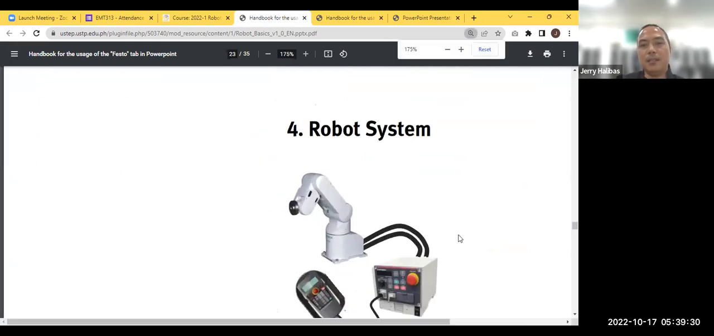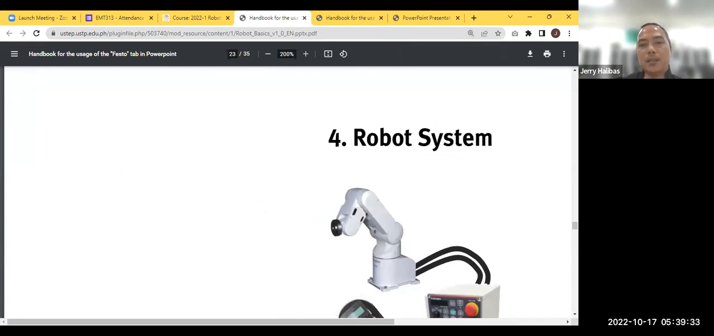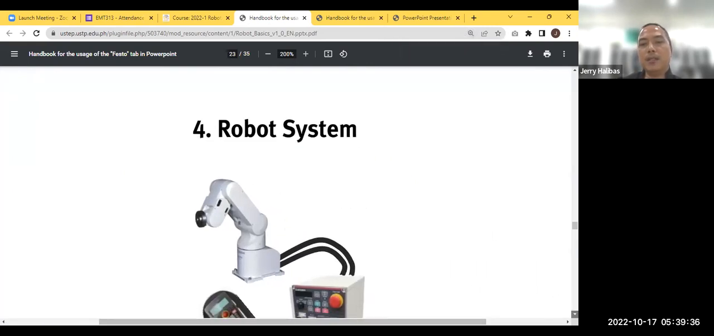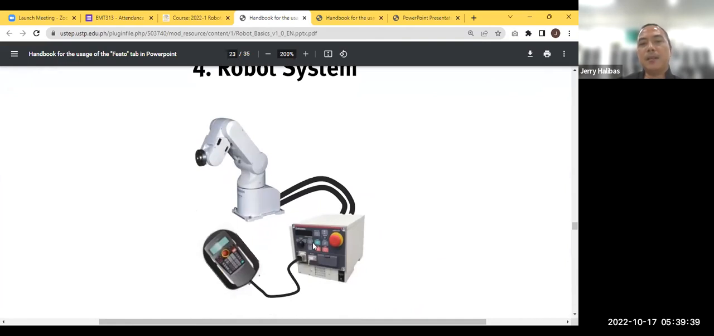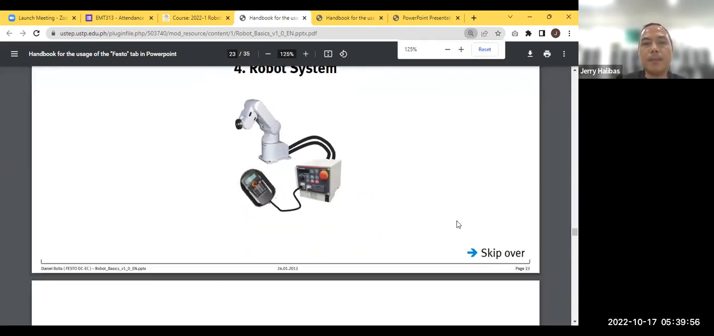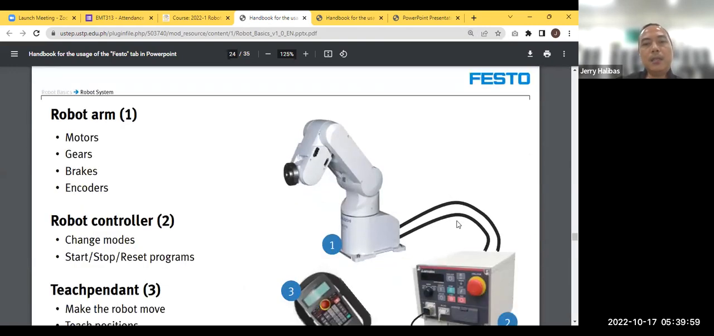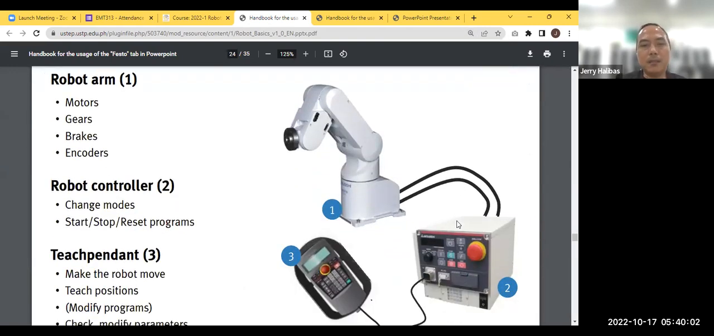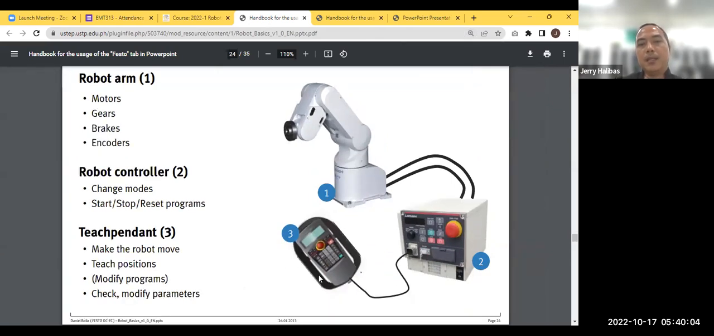Okay? So it has three basic hardware: the robot arm itself, the robot controller, and the teaching pendant or the teaching box. That's why the shortcut is TB, teaching box. But actually it's a teach pendant or teaching pendant. Okay? So let us enumerate. This is the teach pendant, number 3. Of course, number 1 is the robot. Then number 2 is the robot controller.